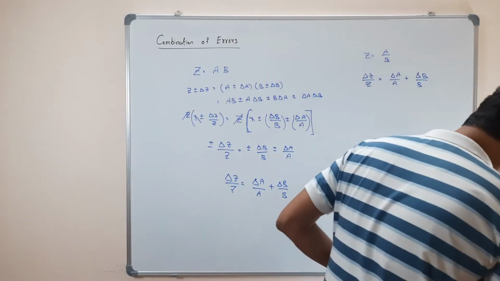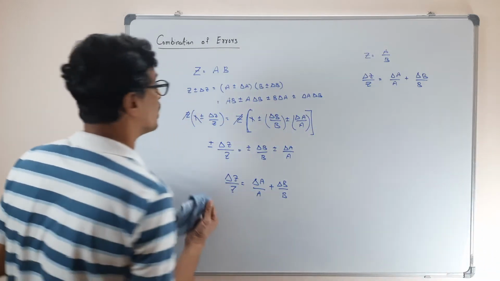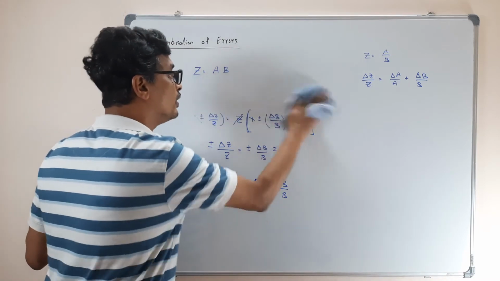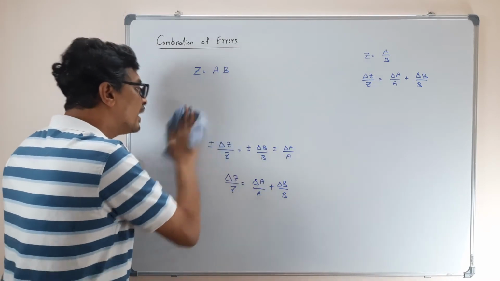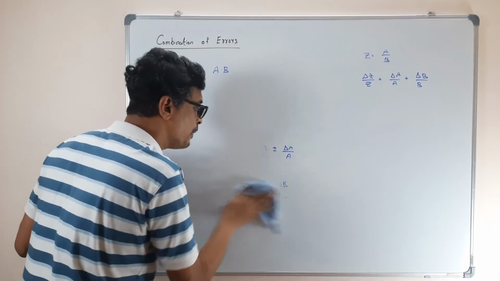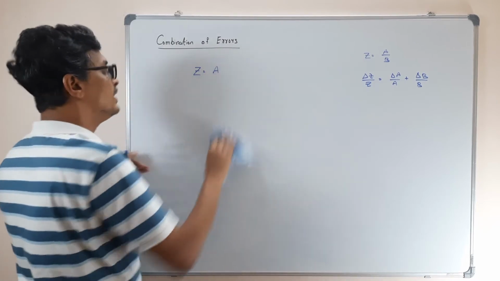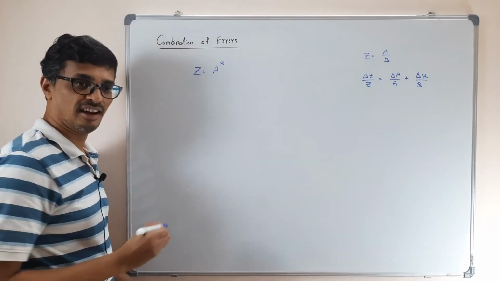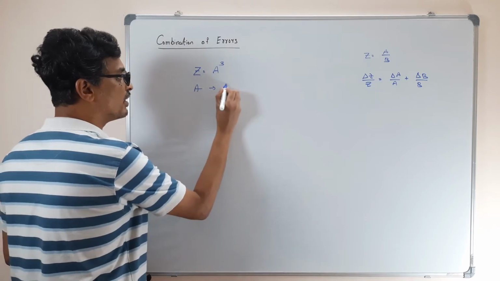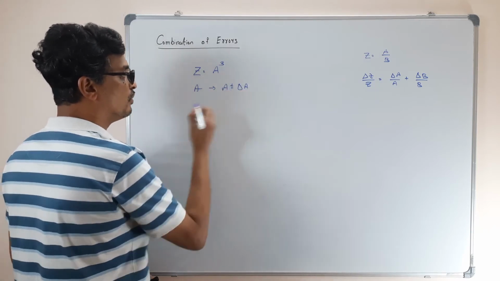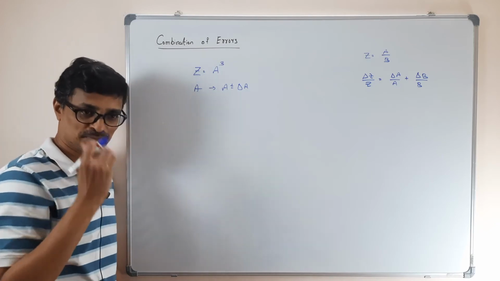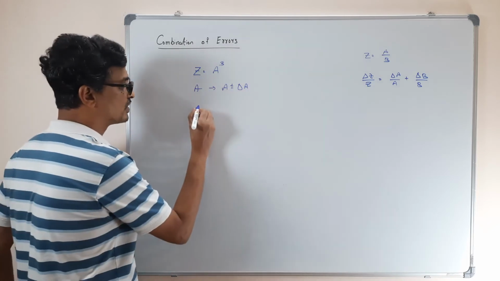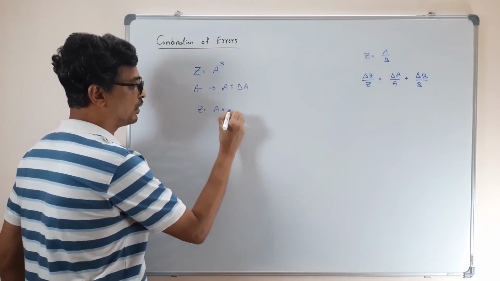There can be problems based on this. Suppose I have a power. Let us try to find a condition. Suppose I have a quantity A, and my Z is A cube, and my A will have an error. Then what will be my error in delta Z? It is simple. Z equal to what? A into A into A.